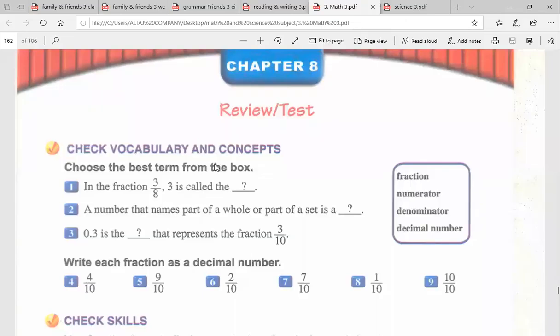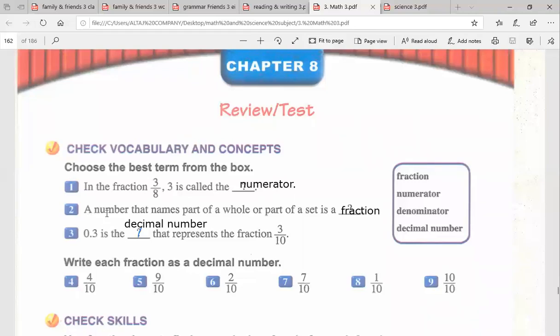Choose the best term from the box. So they are talking about this box, and the words are fraction, numerator, denominator, and decimal number. So question 1. In the fraction 3/8, 3 is called, we have to choose one from the box. And the 3 is called what? Numerator. So let's write numerator.